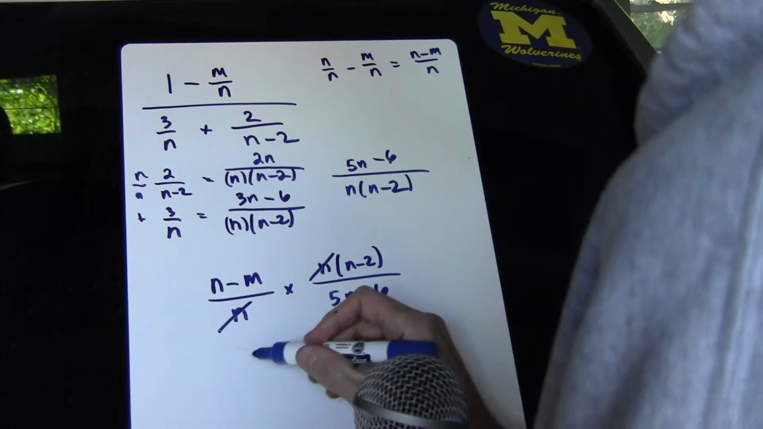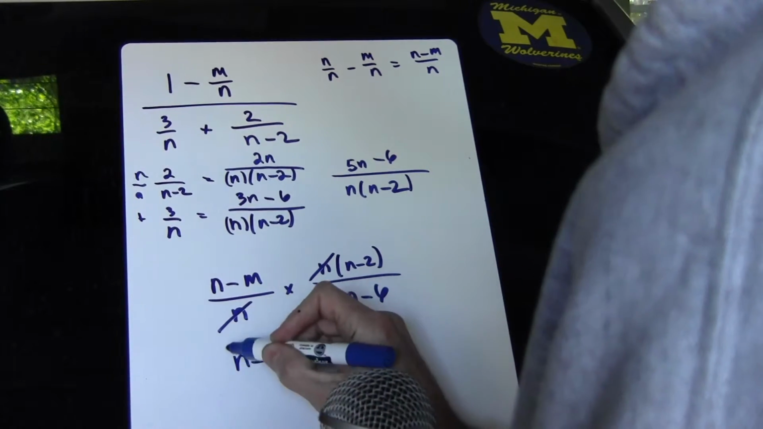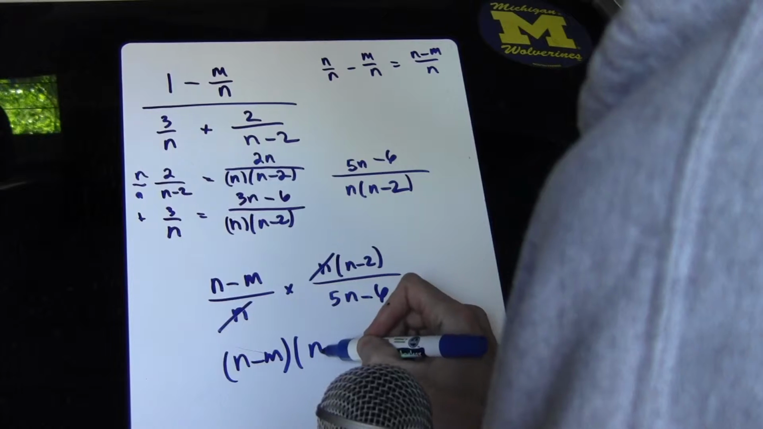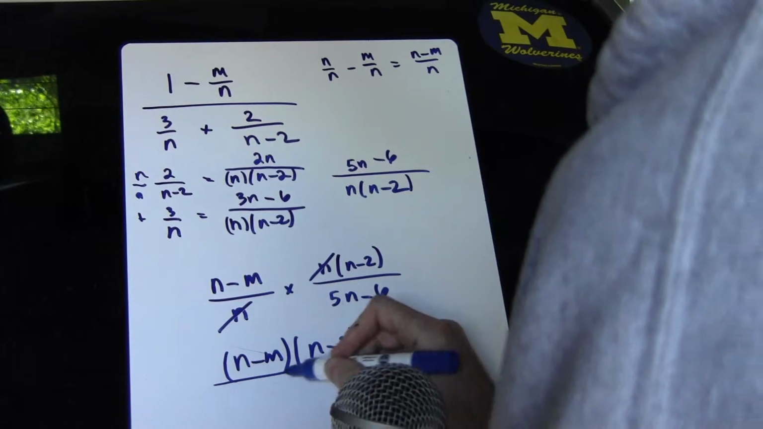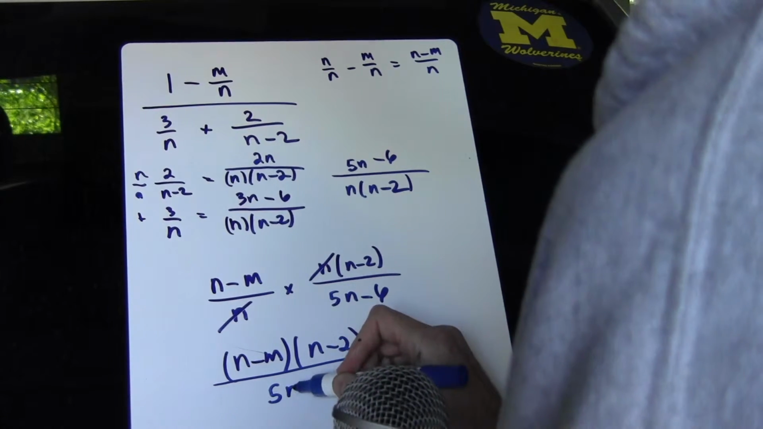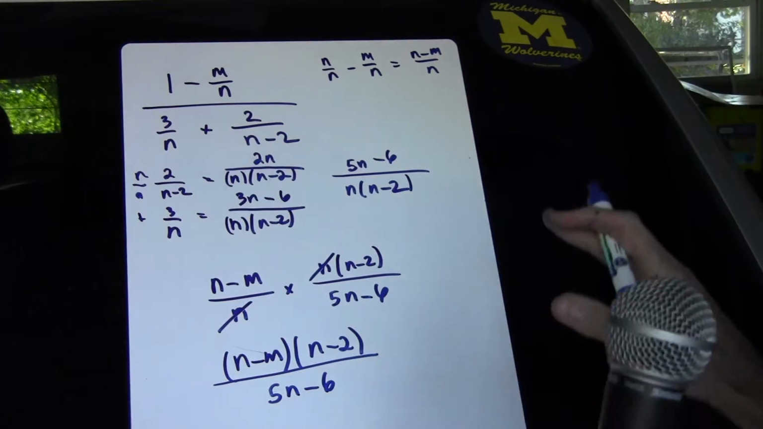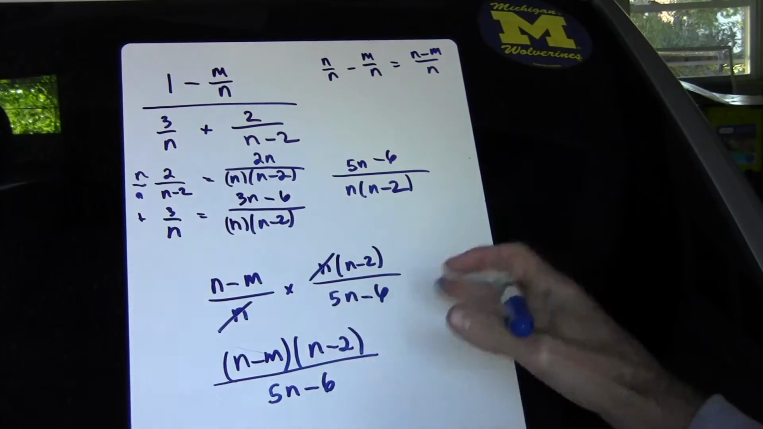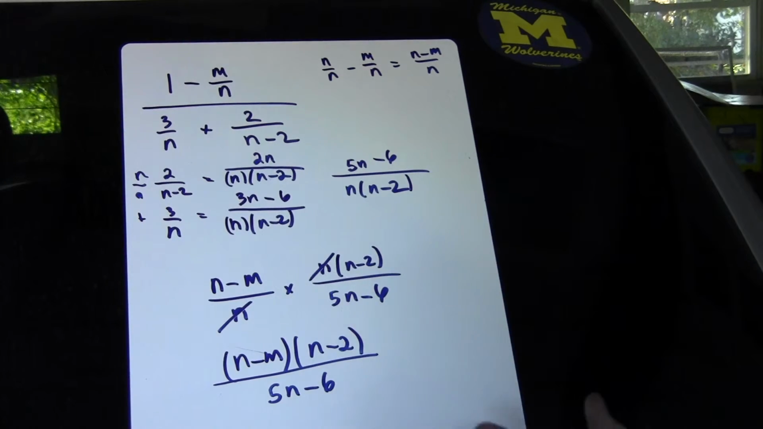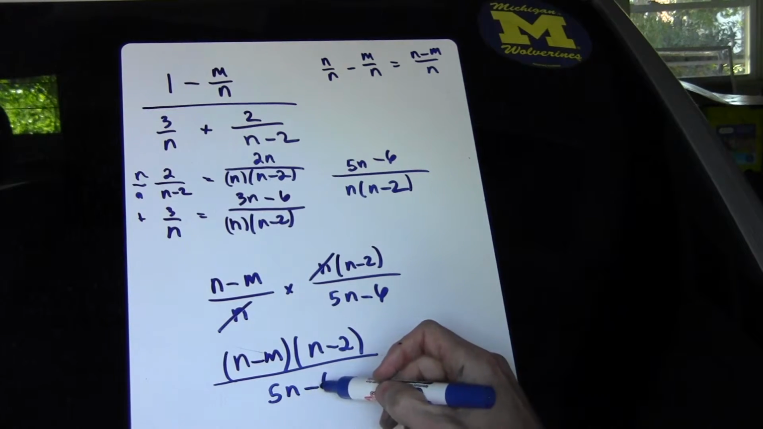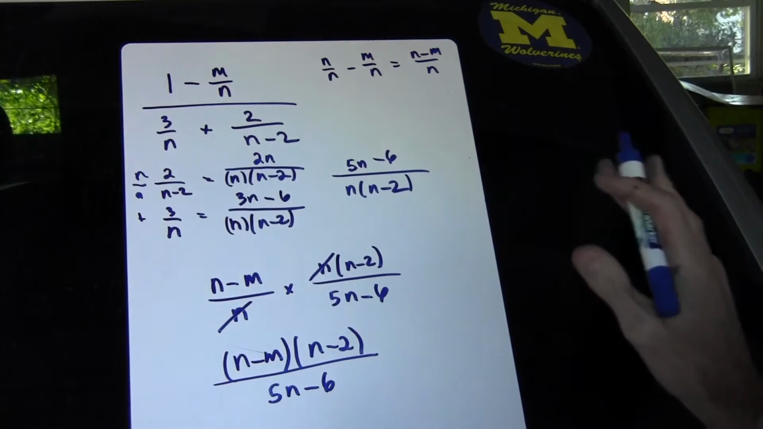And now I'm going to just have to do n minus m quantity times n minus 2 on top, and then 5n minus 6 on the bottom. And I'm just going to pause for a minute and think in my mind, do I need to FOIL that out? What's going to happen? Is it going to help me get closer? Because I have that subtraction down here, so I can't really simplify anything.